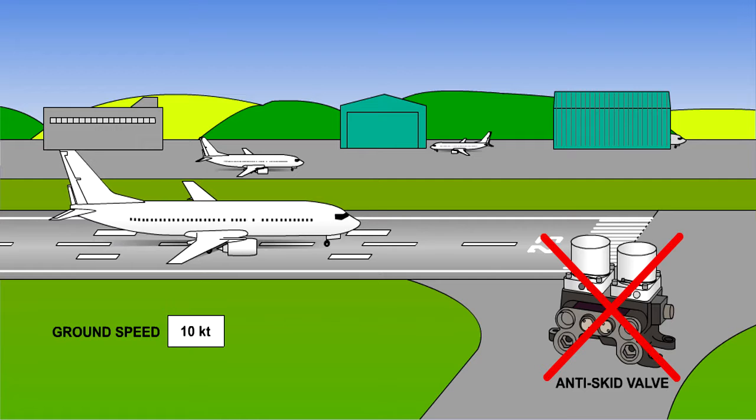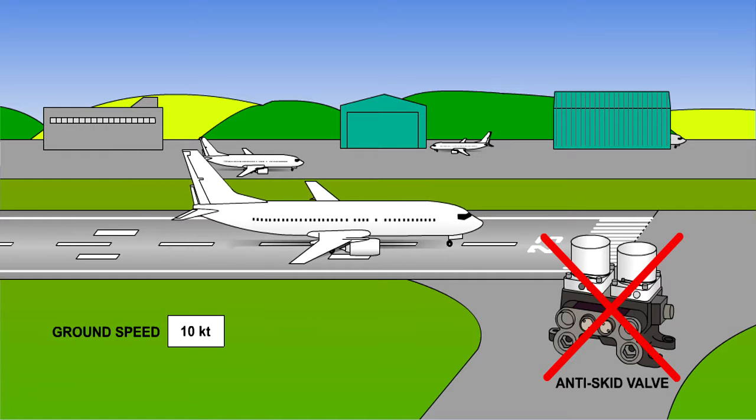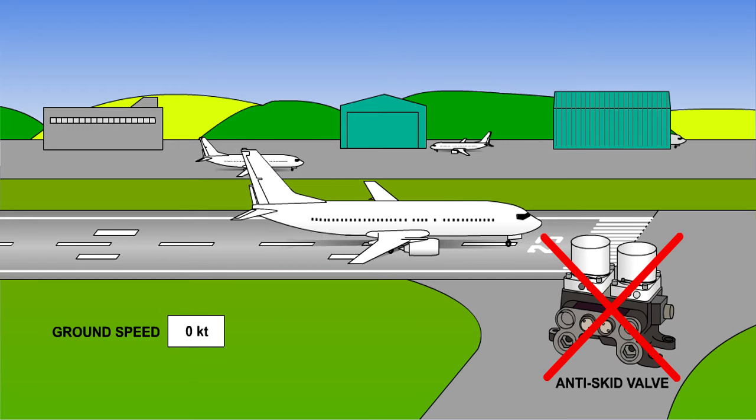To enable the pilot to have full control of the brakes for taxiing and manoeuvring, on some aircraft types, the anti-skid system is automatically deactivated when the aircraft has slowed down to below approximately 10 knots, when it is assumed that there is no further danger of skidding.